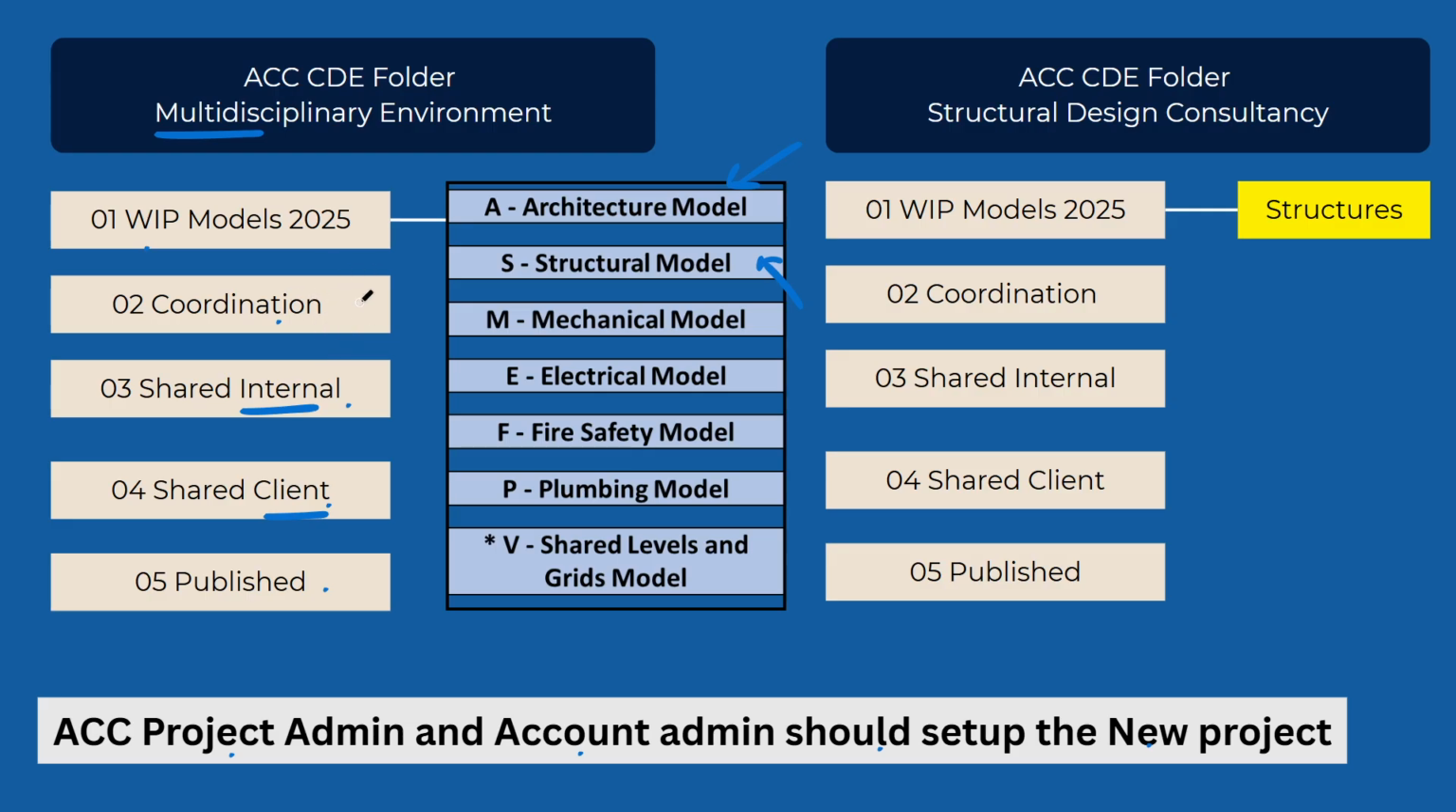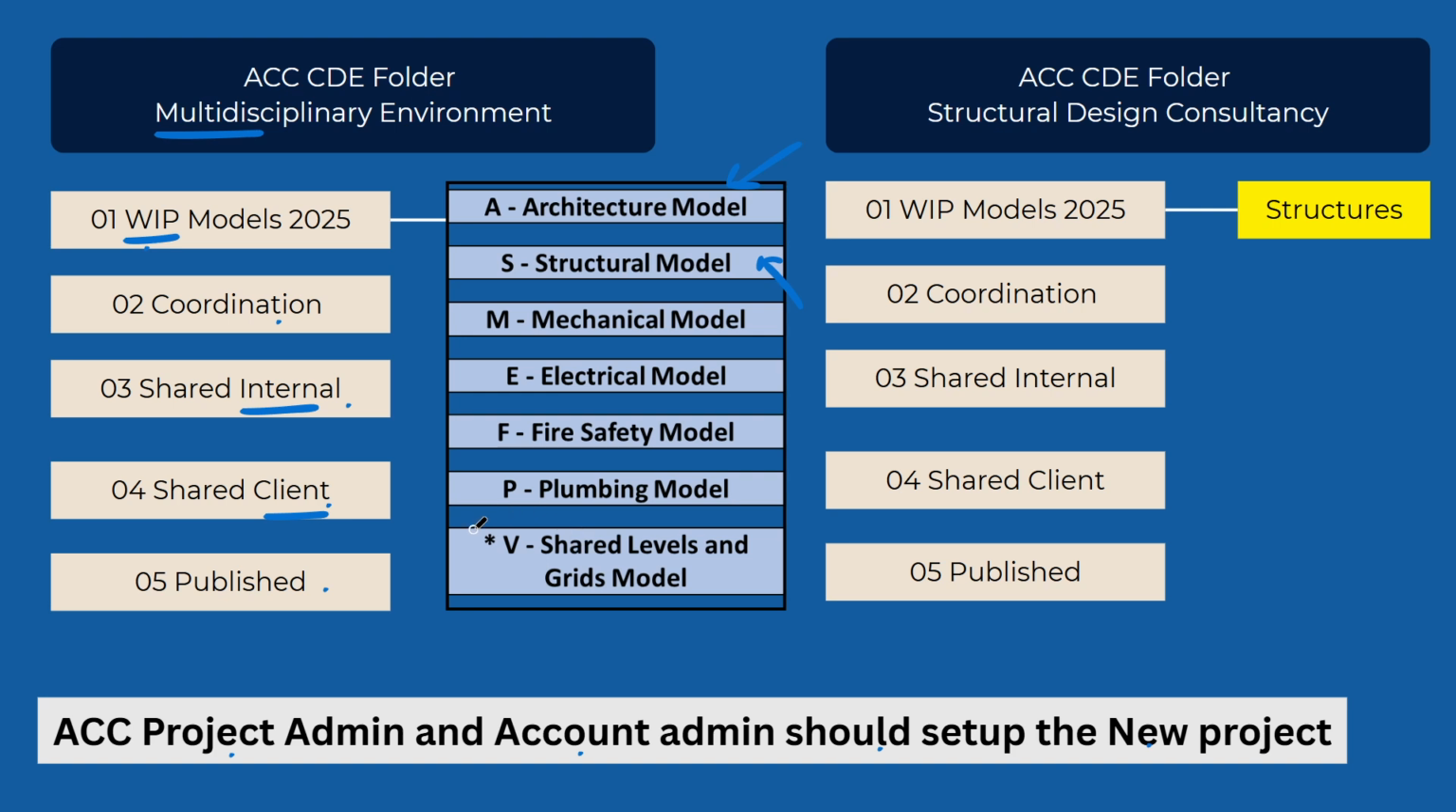Coordination, when you want to do a federated model or do a clash detection check. When you want to export different Revit files into NWC files or IFC files for collaboration or clash detection purpose, you can use this coordination folder. Obviously WIP is work in progress models where you can save all these different files.